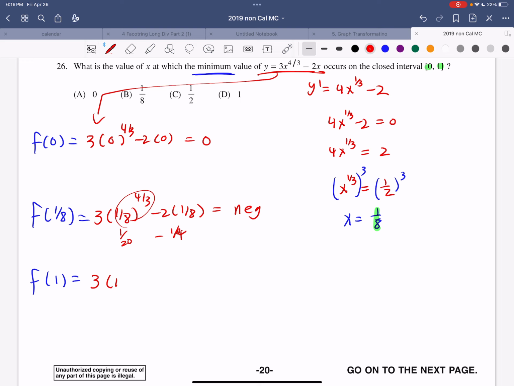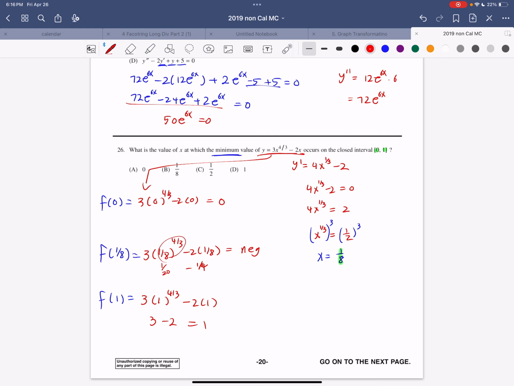And 3 times 1 to the 4/3 power, minus 2 times 1. This is going to be 3 minus 2, which is 1. So obviously, this cannot be the answer. This cannot be the answer. Obviously, at 1/8, that's a negative number. So that's going to be the lowest number, the minimum. And 0 is a 0. Because negative is smaller than 0.